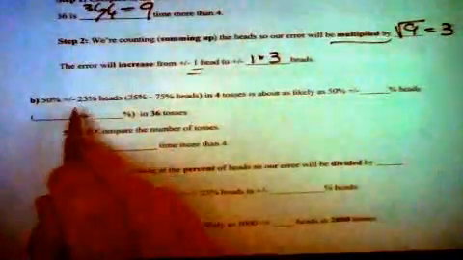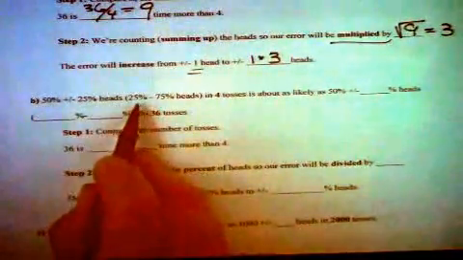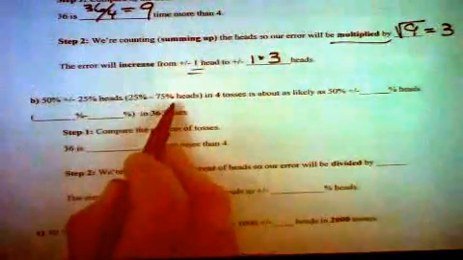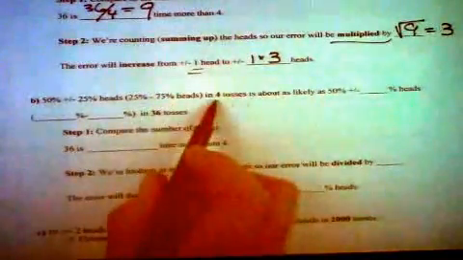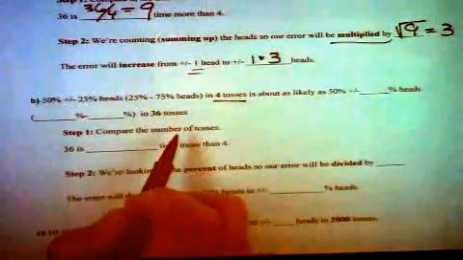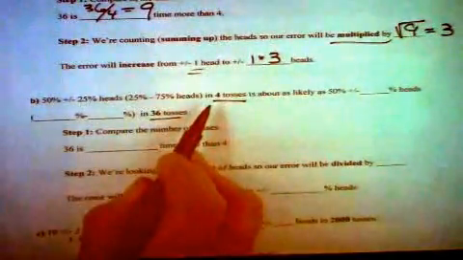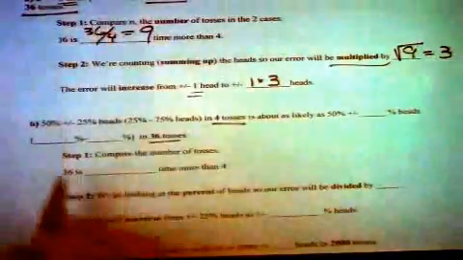Now, let's try this. 50% plus or minus 25% heads. What do I mean? Between 25% to 75%, in 4 tosses. This is the same problem as a percentage problem. Do you see that? Between 1 and 3, what I'm doing here is I'm saying, here it is as a sum. 2 out of 4, 50%.